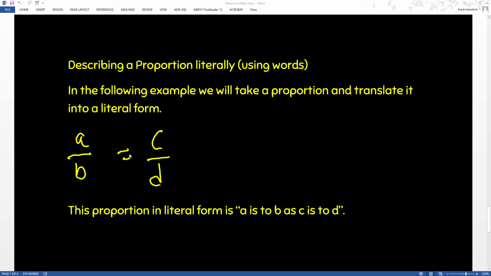Describing a proportion literally using words. In the following example, we will take a proportion and translate it into a literal form. We have A over B is equal to C over D. This proportion in literal form is stated: A is to B as C is to D.